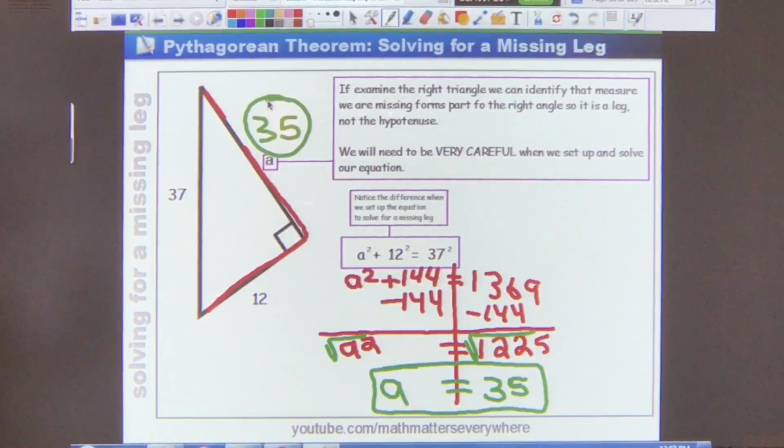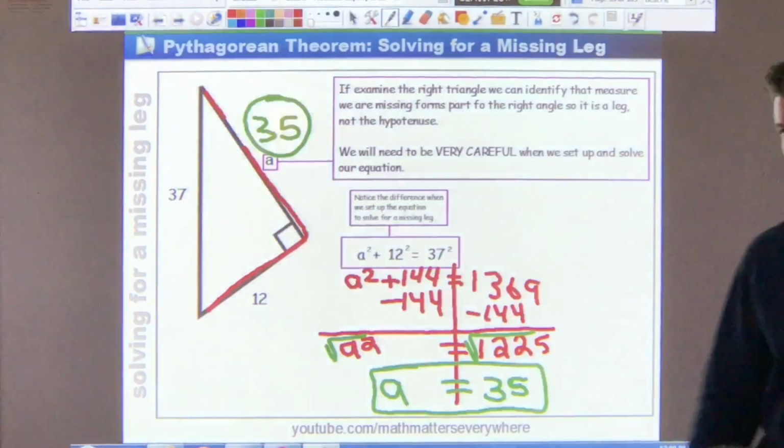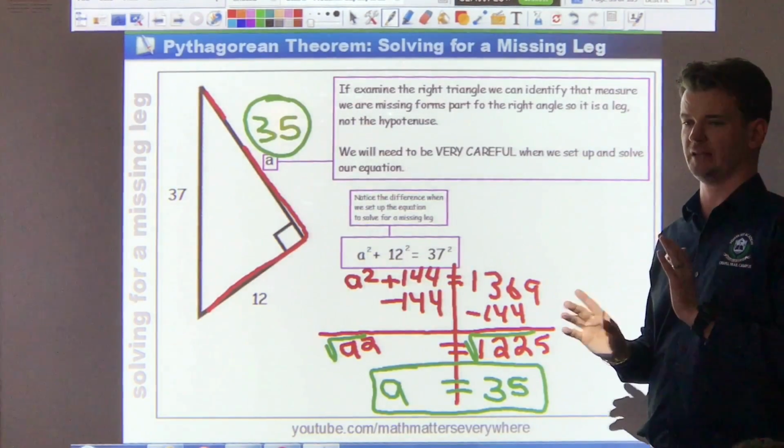Any questions on how we got that? Yes or no? What's up? How did you find A? Like the last step. What was the last step? I took the square root of both sides. Same thing like we did when we were finding the hypotenuse.